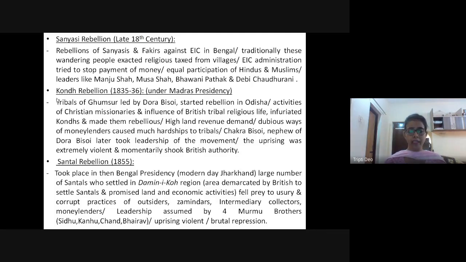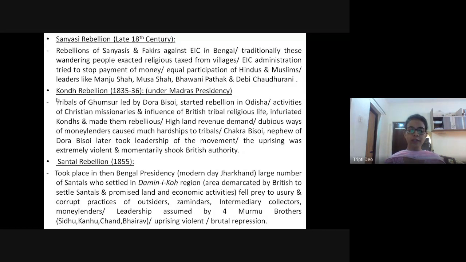Now, Kohn's rebellion, which was again a mid-19th century phenomenon, 1835 to 36. You will see that our state, Odisha, was the seat of Kohn's rebellion. This particular region was under the Madras presidency of the British administration. Specifically, the tribals of Ghumsur, led by Dora Bisoi, started the rebellion in Odisha.